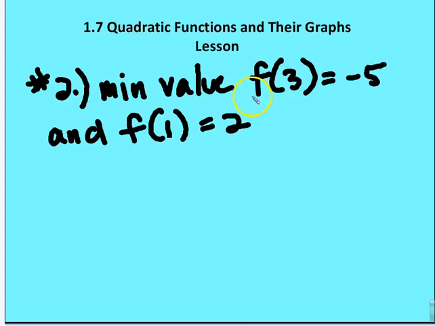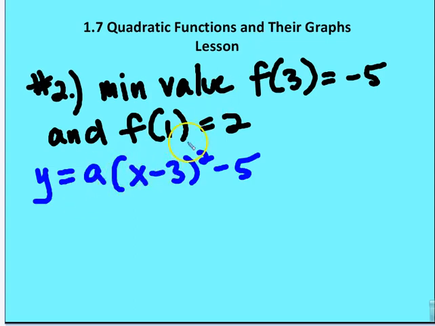Okay, next we have a similar problem. Minimum value f of 3 is equal to -5. f of 1 is equal to 2. Again, we're going to go to vertex form, and we don't always have to start with vertex form. It could be intercept form, and in fact, the next problem we're going to do just that. So we don't always have to start with vertex form. It's just we're given the vertex here, so it makes sense to start with the vertex form.